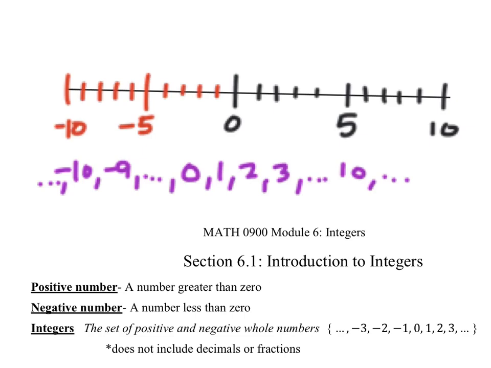So one thing to remember about integers is it does not include decimals, nor does it include fractions. Now, yeah, we could write these all as decimals and fractions. That's not really what I'm talking about. We just don't need to write them as fractions or decimals. Let me explain that a little bit more.